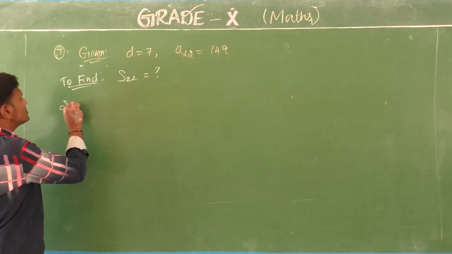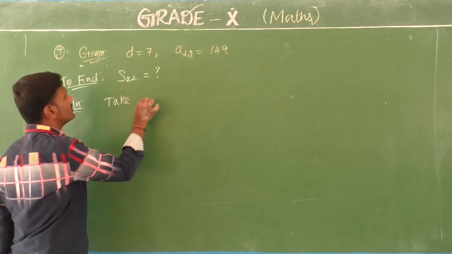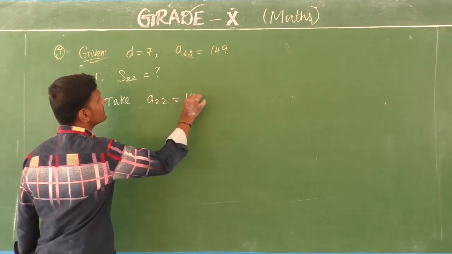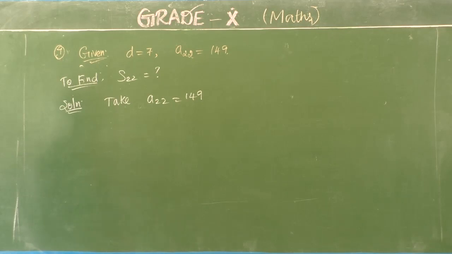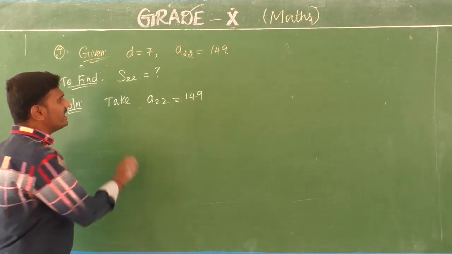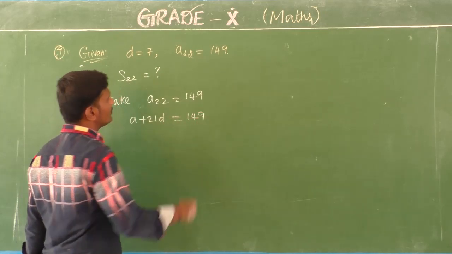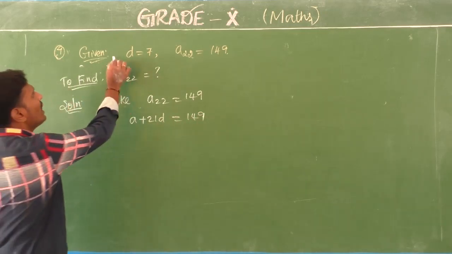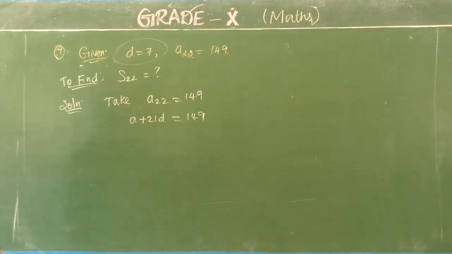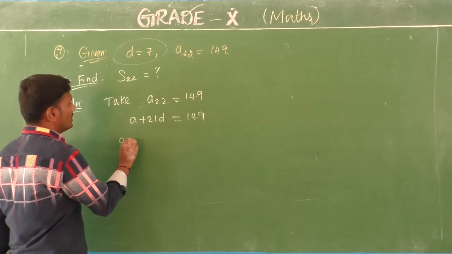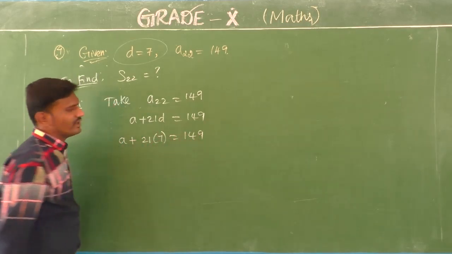So first we should take the 22nd term, that is A22 which is equal to 149. Do you know the 22nd term? Yes. A plus 21D which is equal to 149. So here you have the value of common difference D. Now we are going to find the first term. Now A plus 21 into 7 which is equal to 149.